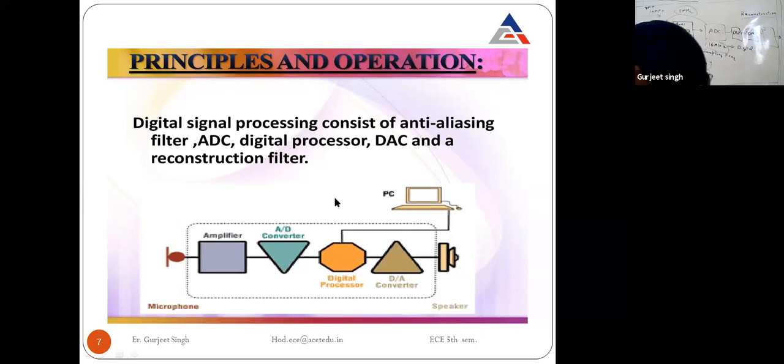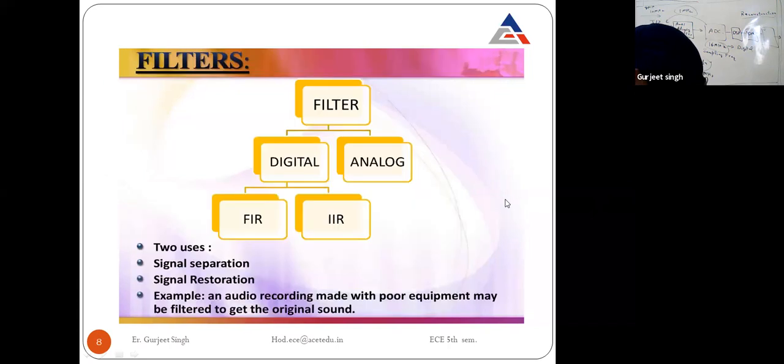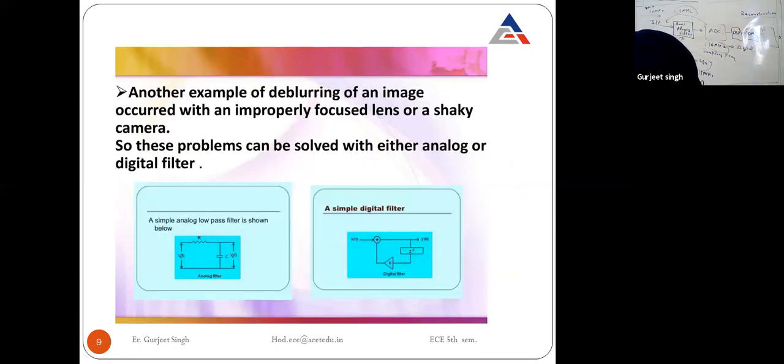Next, we have filters. Basically, we have two types of filter: digital filter and analog filter. In this subject, we will discuss the different types of digital filters. And digital filters are basically divided into two categories. One is the finite impulse response filter. The second one is the infinite impulse response filter. So in this subject, we will study the finite impulse response filter and the infinite impulse response filter.